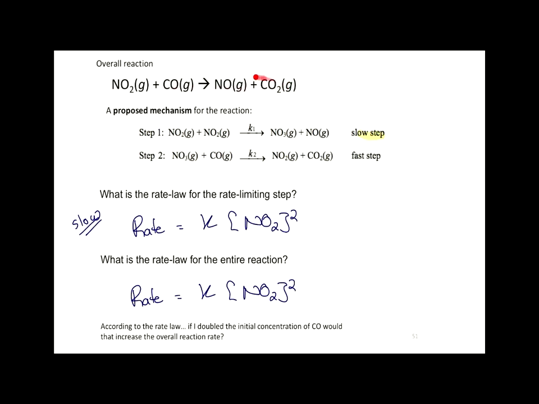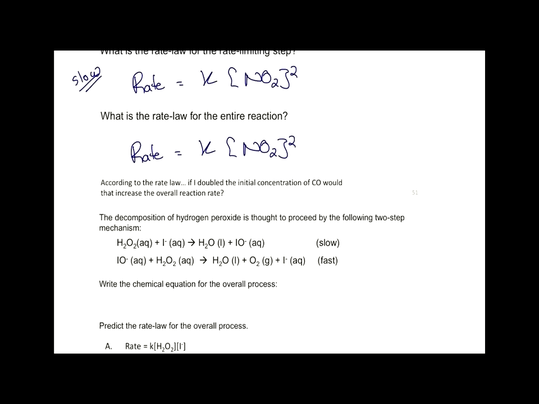So it looks like for this reaction, it's second order with respect to NO2. And then what's the order of CO? 0. Okay, so according to the rate law, if we doubled the initial concentration of CO in this reaction, would we change the overall rate? No, we wouldn't. But what if we doubled the initial concentration of NO2? Would we see a rate change? Yes, we would see it increase by fourfold. Yeah. So these rate laws are still related to what we talked about previously. All right, great.